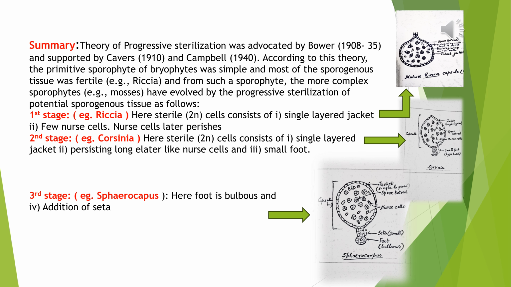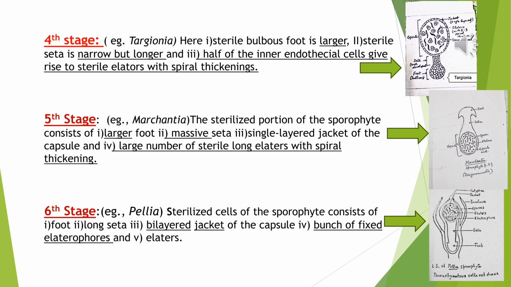Third stage, example Sphaerocarpus. Here foot is bulbous, and 4. This addition of seta. Fourth stage, example Targionia. Here there is: 1. Sterile bulbous foot is larger; 2. Sterile seta is narrow but longer; and 3. Half of the inner endothelial cells give rise to sterile elaters with spiral thickenings, and other half is the sporogenous cells. So this point, that half of the inner endothelial cells give rise to sterile elaters with spiral thickening, is important.